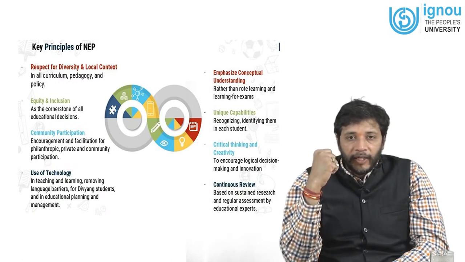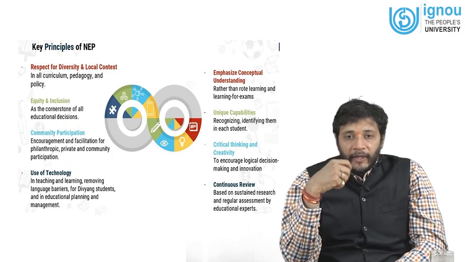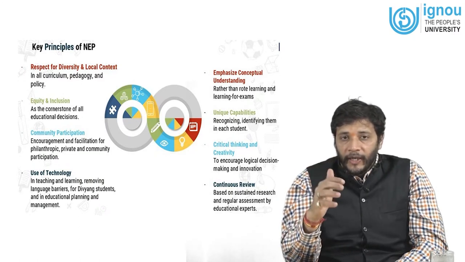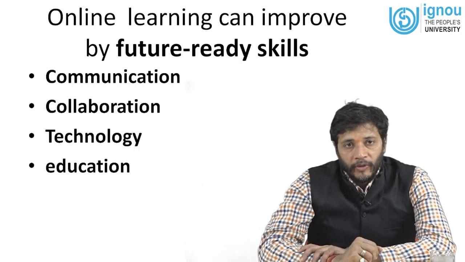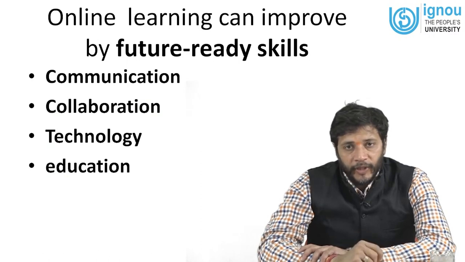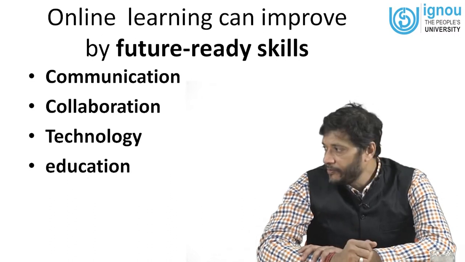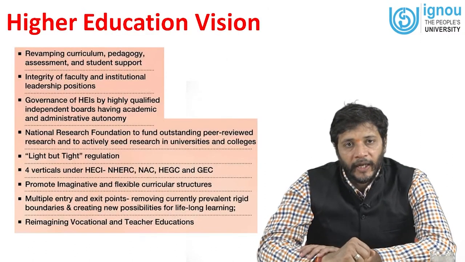So critical thinking, creativity, and unique capabilities are very important. And when you talk about technology-enabled learning, I think somewhere you get varieties of ways by which things are going to change. So we have seen that online learning can improve future-ready skills, communication, collaboration, technology and education. We have talked about certain ways by which technology is going to come up in the present scenario. So collaboration, education, this is there, and the higher education vision is there.